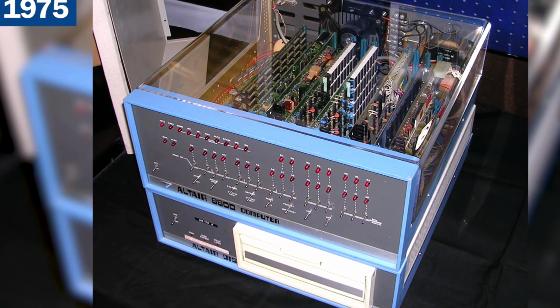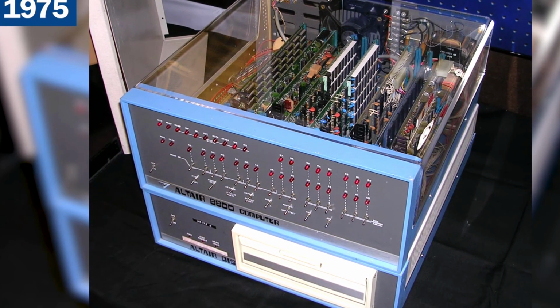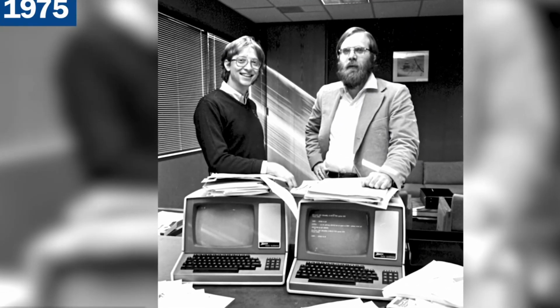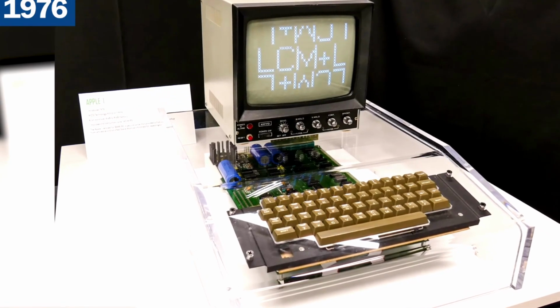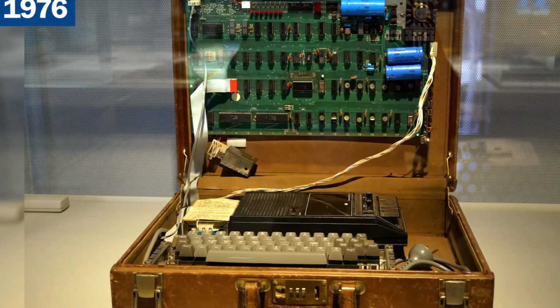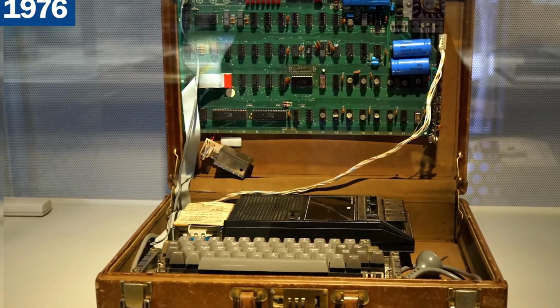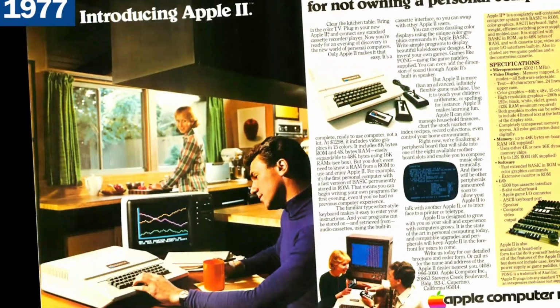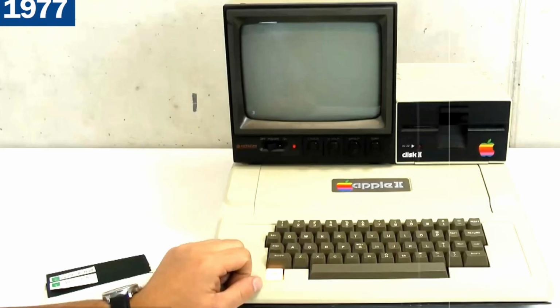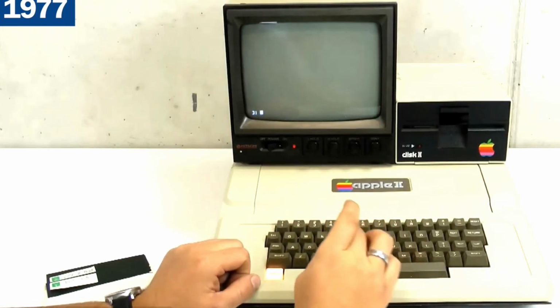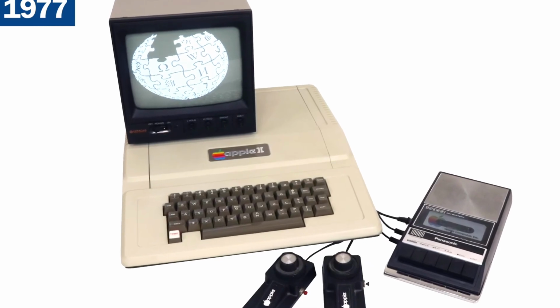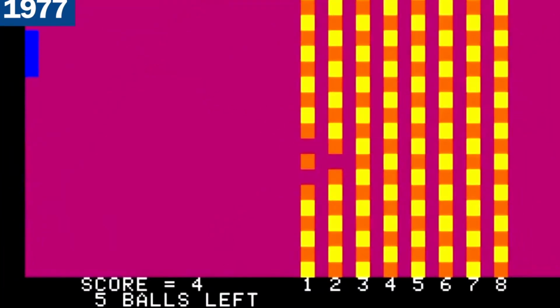The iconic Altair 8800 made its debut in 1975, developed by Bill Gates and Paul Allen. In 1976, Apple entered the computer market with the Apple I, the first computer with a single circuit board, ROM, and keyboard. A year later, they released the Apple II, a highly successful 8-bit computer complete with a switching power supply, keyboard, case, manual game paddles, and the breakout game.